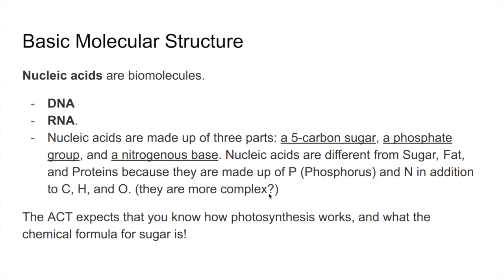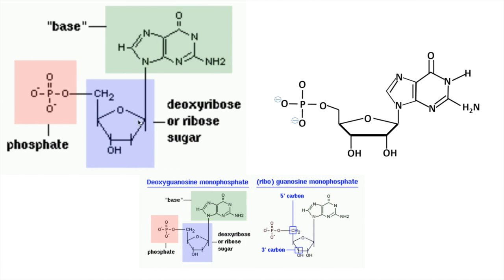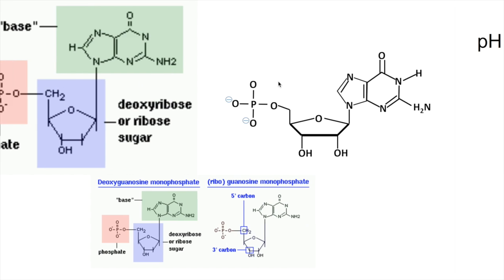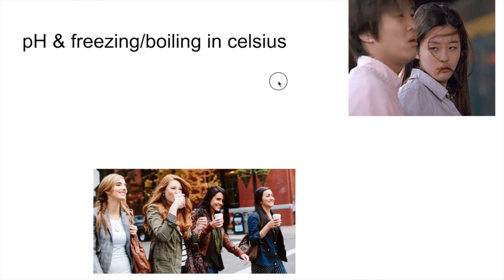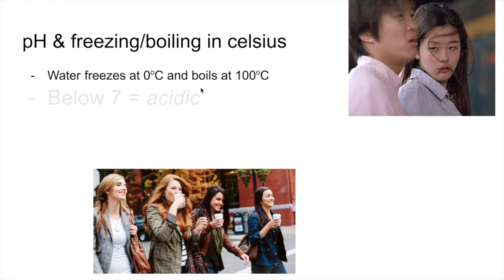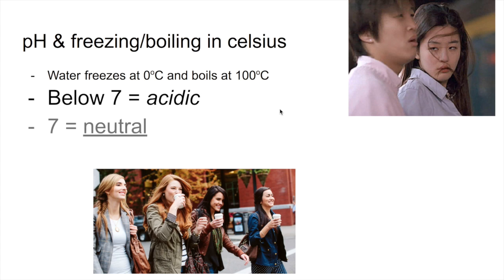The ACT expects you to know how photosynthesis works and what the chemical formula for sugar is. So kind of back to the previous page. And then these are some nucleic acids. Here's the base, here's the phosphate, and here's the 5-carbon sugar. Here we go. So water freezes at 0 degrees Celsius and boils at 100 degrees Celsius. When does water boil and freeze in Fahrenheit? Think about it. Answer it.